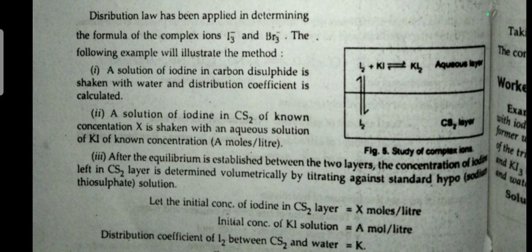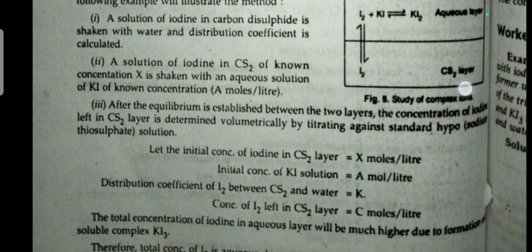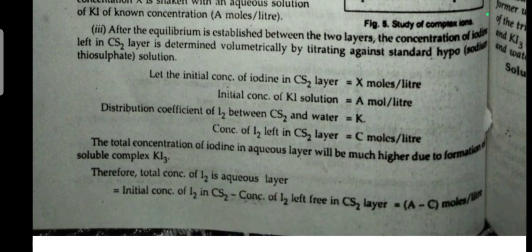A solution of iodine in CS2 of known concentration X is shaken with an aqueous solution of KI of known concentration. After the equilibrium is established between the two layers, the concentration of iodine left in the CS2 layer is determined volumetrically by titrating against standard hypo, sodium thiosulfate solution. The total concentration of iodine in the aqueous layer will be much higher due to the formation of the soluble complex KI3.